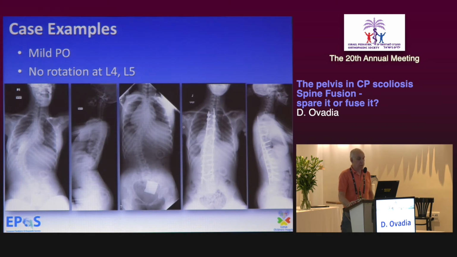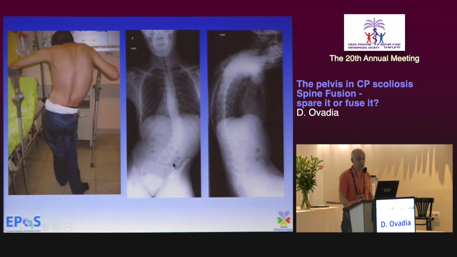So this is a patient with a mild pelvic obliquity that is reasonably flexible, as you can see on the traction films, and you can balance it, with no rotation of L4 and L5. In such a patient, with a rather good sagittal profile, you can spare the pelvis and end the fusion at L4 or L5 because he's an ambulator.